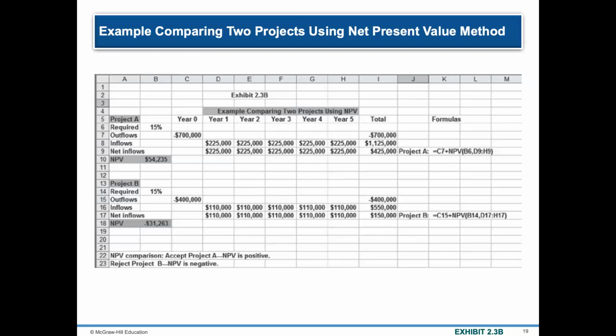So if you analyze the projects being considered by the company, of course, you would have to go with Project A because Project A has a positive NPV. And then you reject Project B because of the opposite. So that is how you take a look at the financial viability of a project.